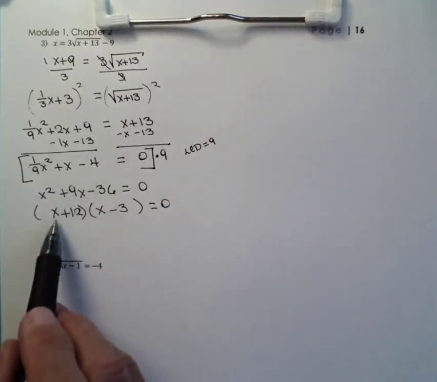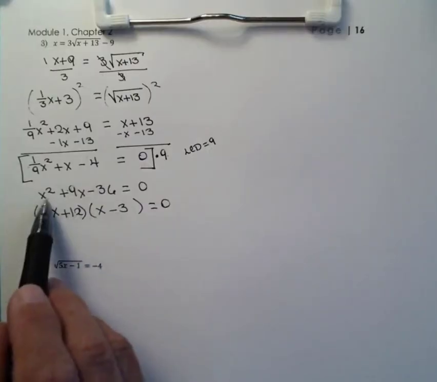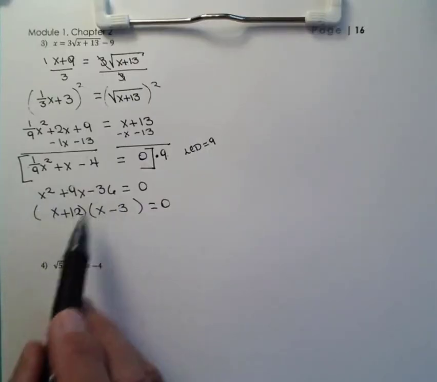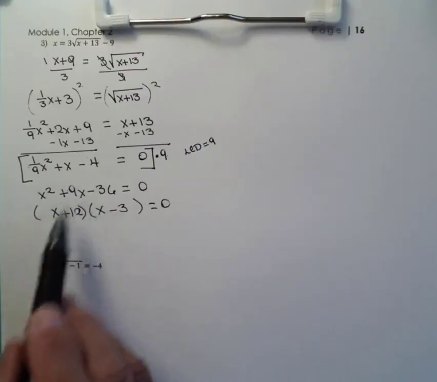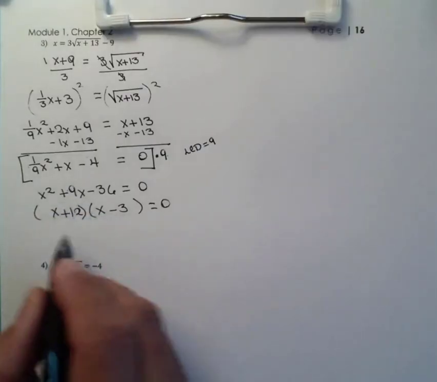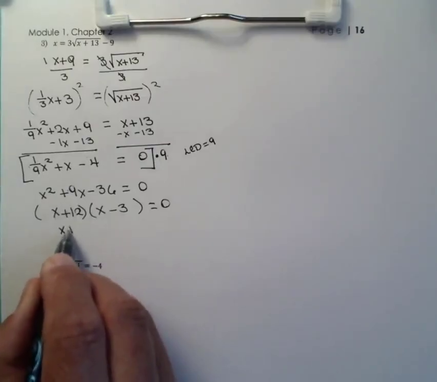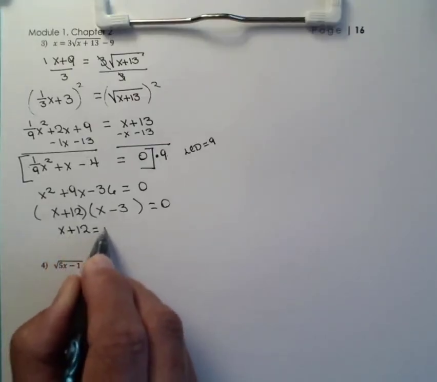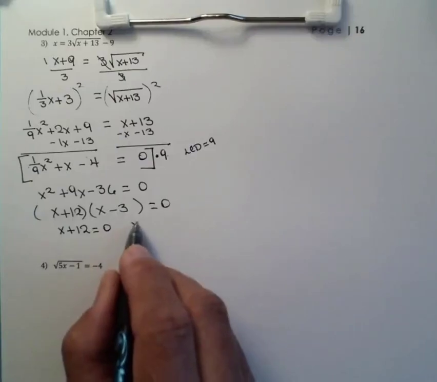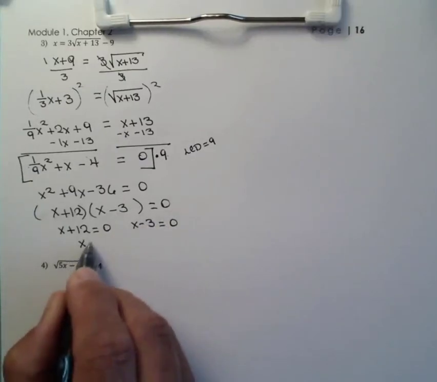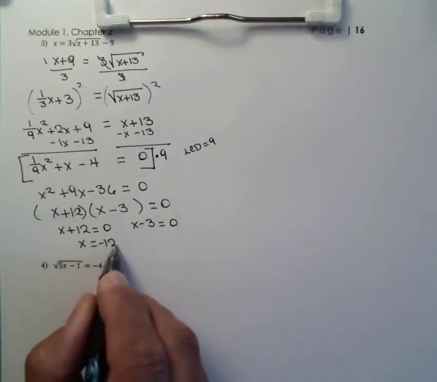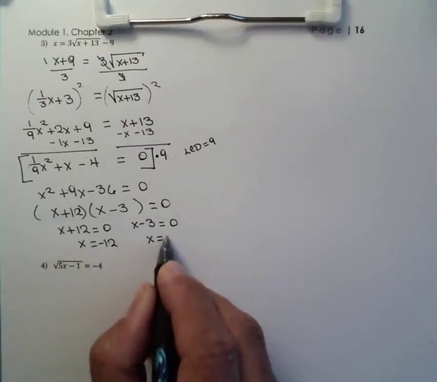But never do this without FOILing to check. x times x is x squared. 12 times negative 3 is negative 36. Inside, 12x minus 3x gives me 9x. So I'm good. Now, simple. x plus 12 is one of my factors, and it would be set to 0. x minus 3 is another one, and it would be set to 0. And when I solve for that, I have a solution of negative 12 and positive 3.